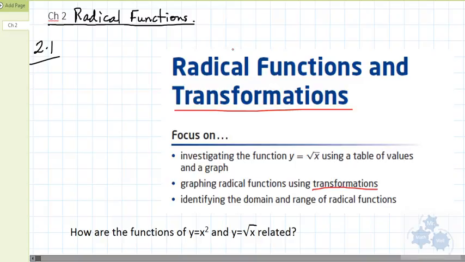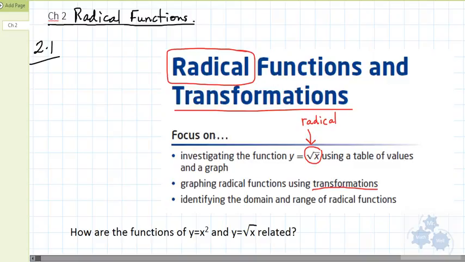A radical function. Hopefully you remember from pre-calculus 20 what a radical is. A radical has some kind of square root or cube root or fourth root, some kind of root in the equation. So this is a radical right here. And if we're talking about a radical function, we have y equals the square root or cube root or something of x, or of 2x, or of x plus 1 or something. So there's a radical in the equation.